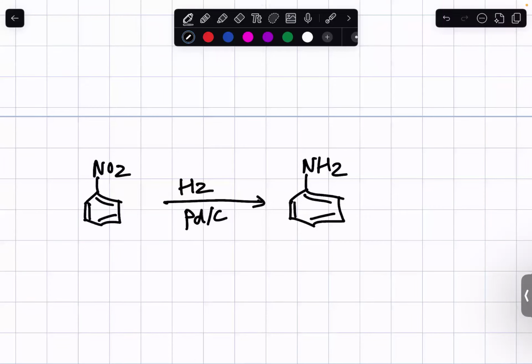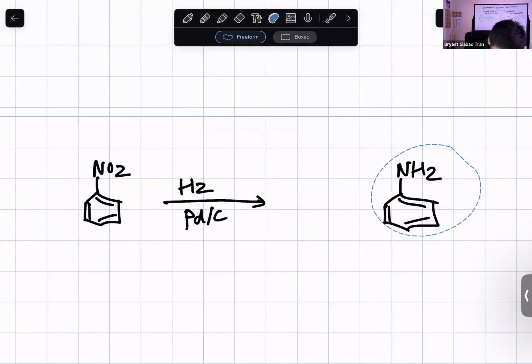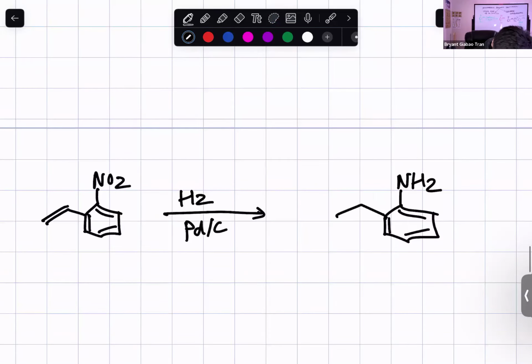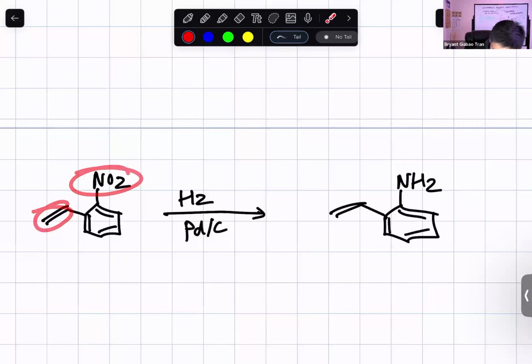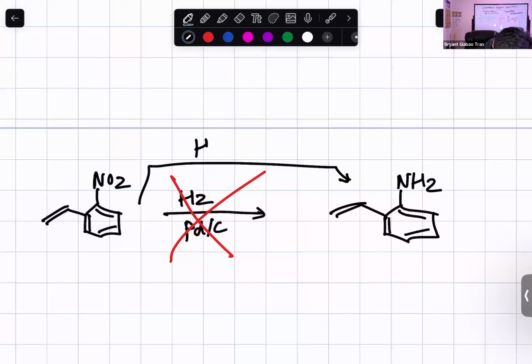I want to say it's because it had another group on it. If it had an alkene like this, then this would not work. H2 PdC would not work, because it would over reduce the alkene and the NO2. So we won't use H2 PdC. We're going to use iron HCl, which would avoid reducing the alkene.